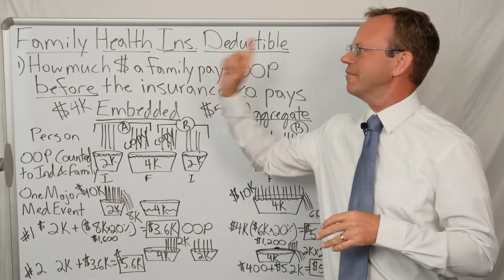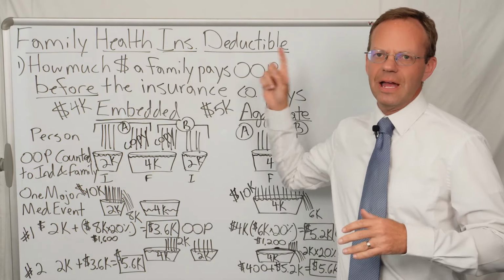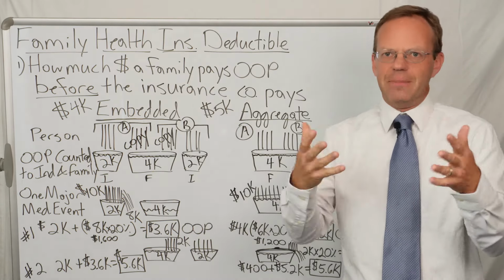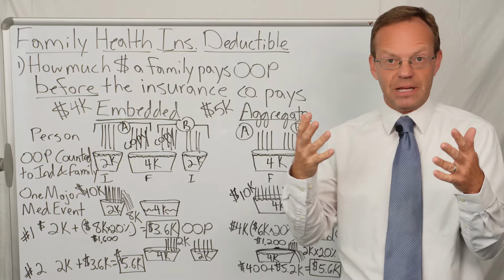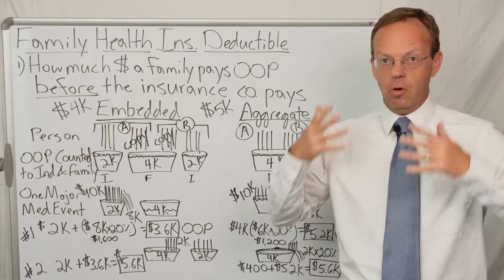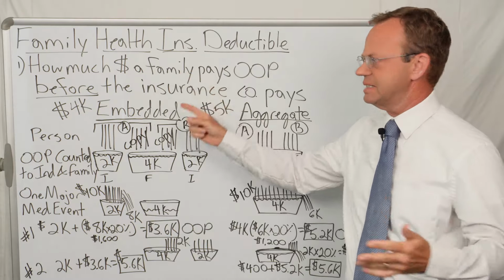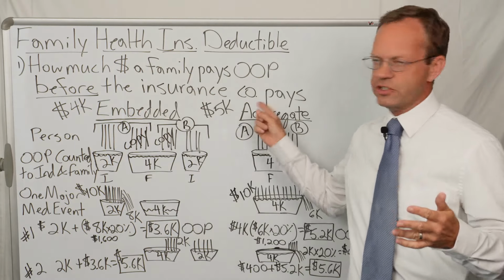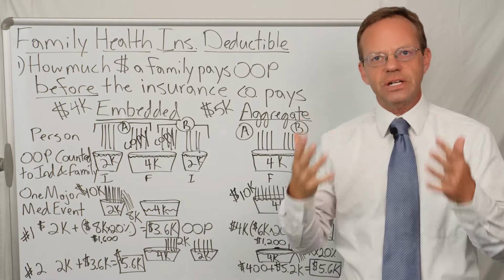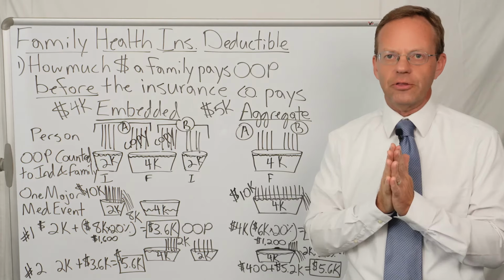Today's topic is the family health insurance deductible explained. Family health insurance deductibles are actually pretty complicated, so let's start out real basic. What's a deductible? The deductible is how much money a family pays out of pocket before the insurance company pays. And there are actually two different types of family health insurance deductibles.